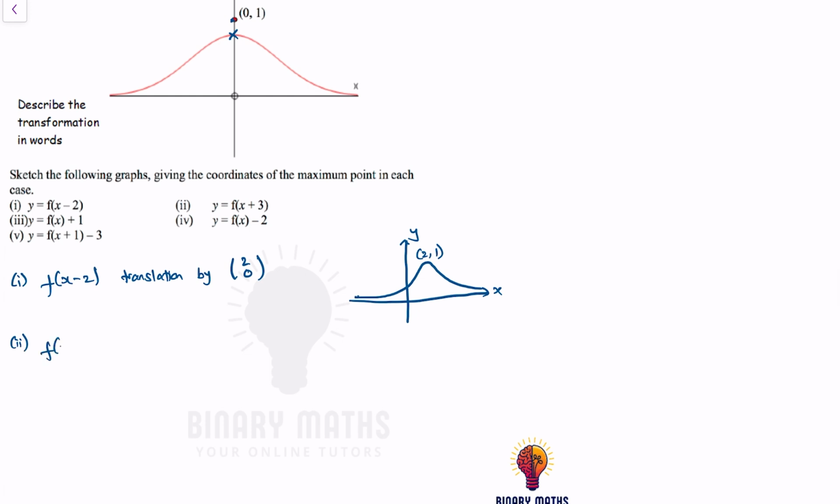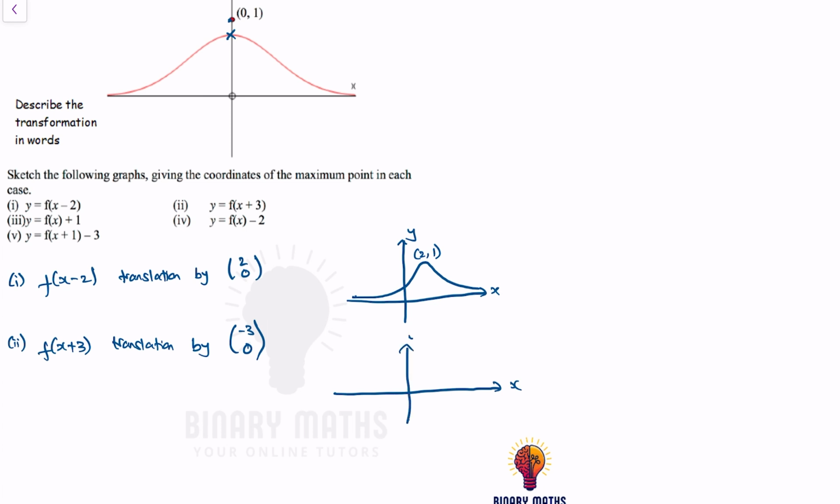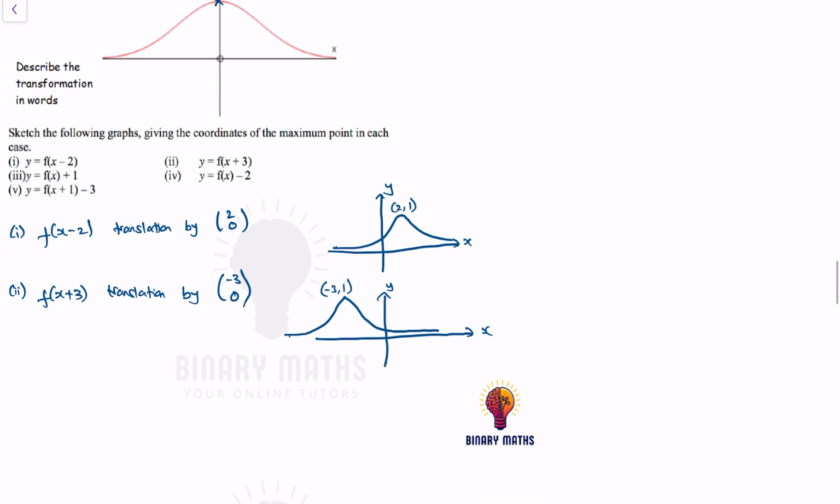is f of x plus 3. So it's a translation by, again, x is being affected, so it's the opposite, minus 3, and y is unaffected, so minus 3, 0. Which means it's going to move to the left by 3. So if I were to sketch this one out, this is x, and this is y, then it's shifted by minus 3. So this is minus 3, 1.